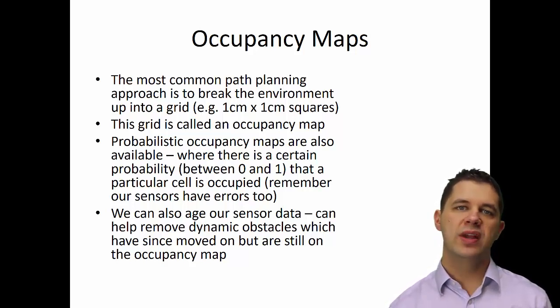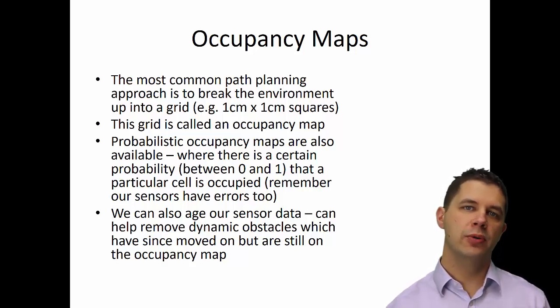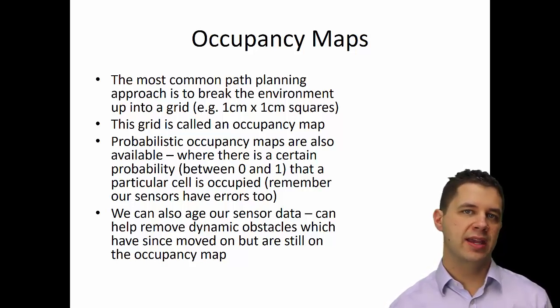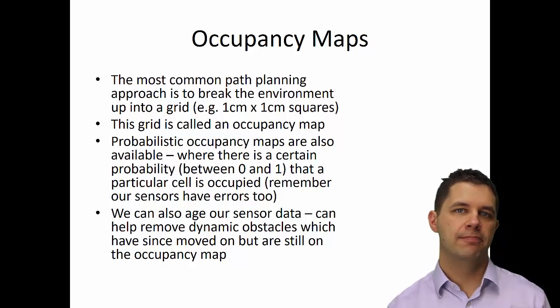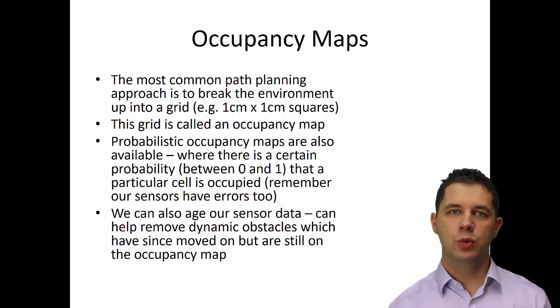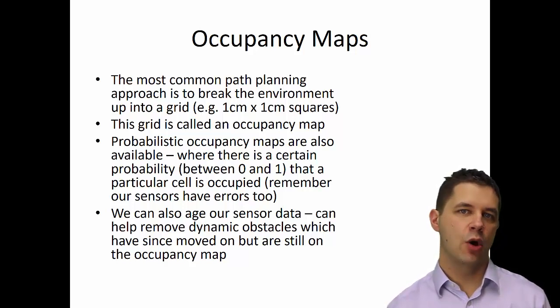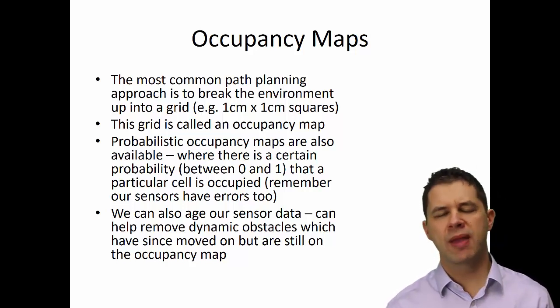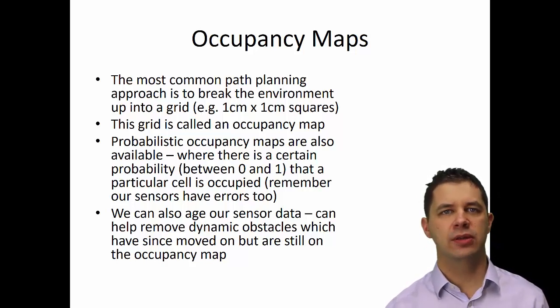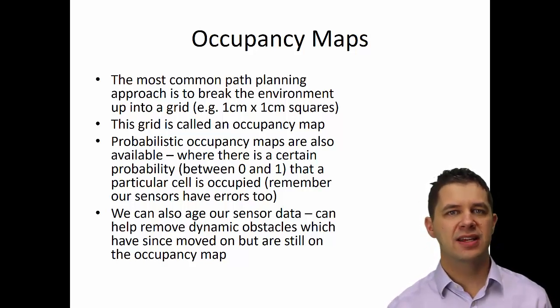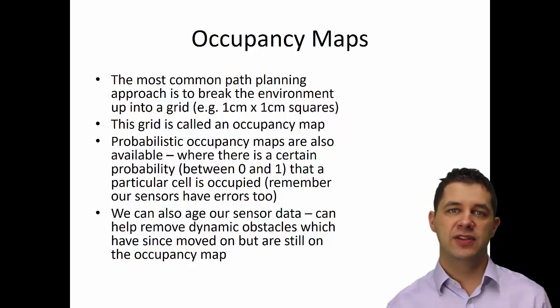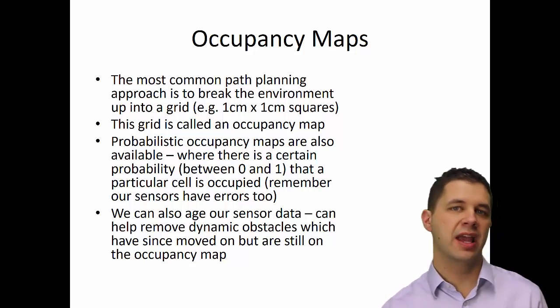And the idea is we calculate, or we put in, the probabilistic occupancy of that particular square, whether it is occupied or not occupied. So the value will be between 0 and 1, and it will be a probability that that particular cell is occupied. Just remembering that our sensors have errors associated with them. So even if our sensor doesn't detect something, there might still be something there, particularly if it's detected it from different positions, but it's not currently detecting it at the moment.